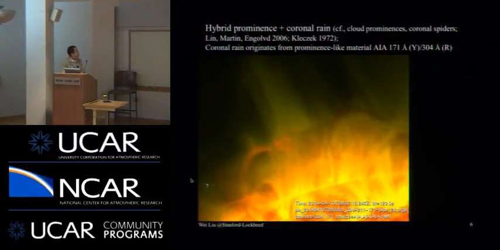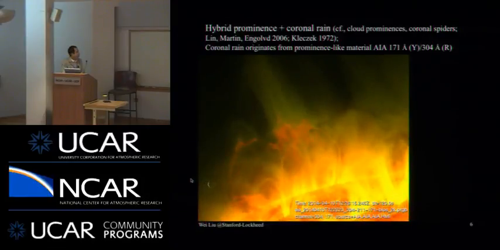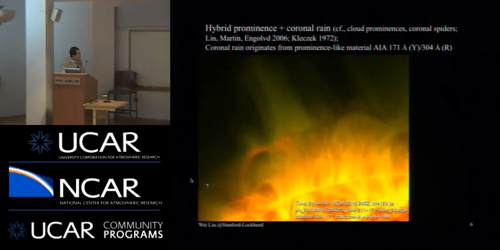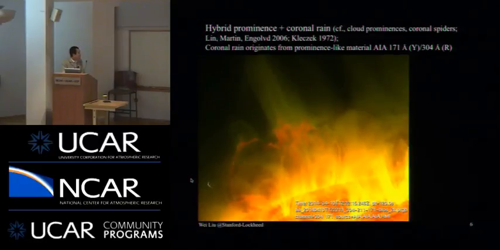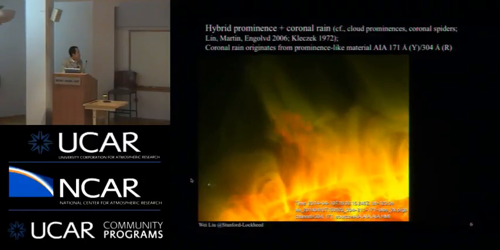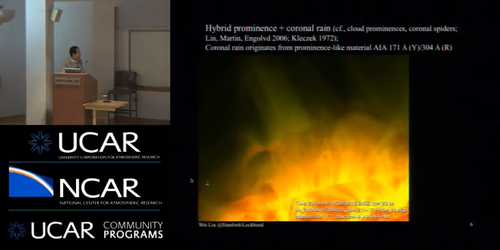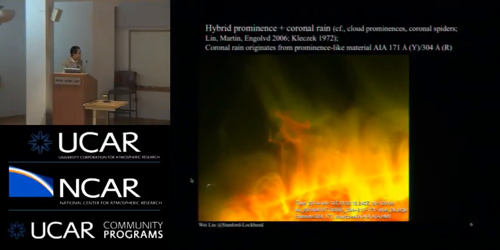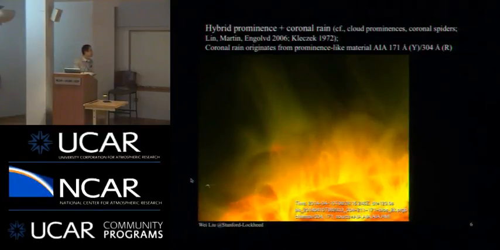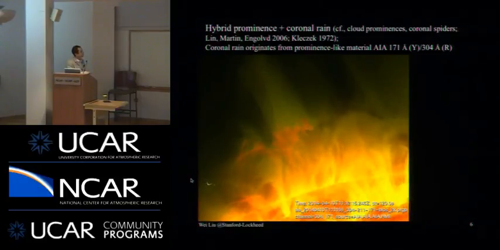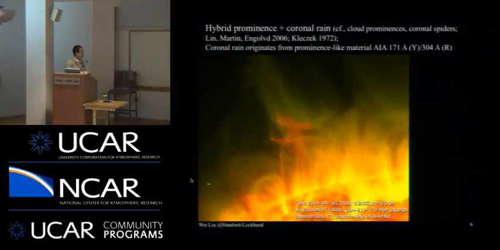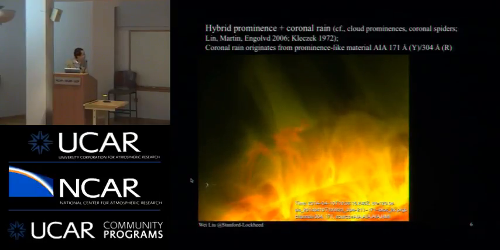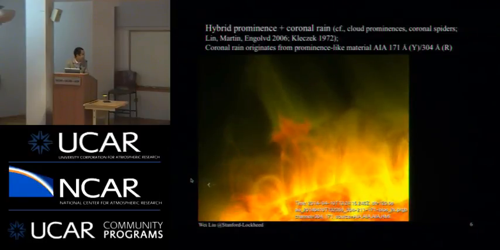What you see here is yellow, 171, about 1 million Kelvin. Red is 304 helium, very cool material. Right at the edge between this fan-like structure and the underlying arcade loops, a prominence thread-like structure is forming. As this material descends further down, it ends up on the loops and turns into coronal rain. That's why we call it a prominence coronal rain complex: the two parts have different morphological characters and different geometry in terms of the magnetic field structure.